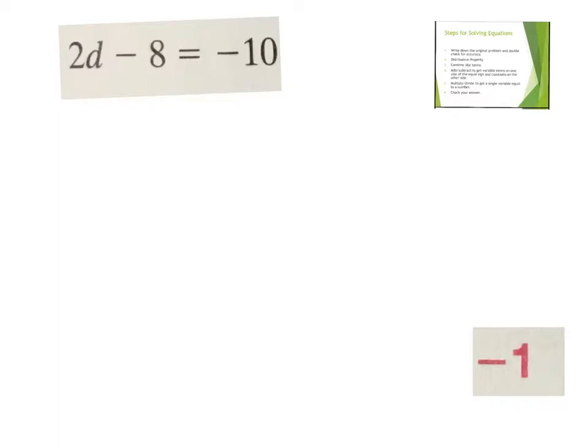We can see that all. And again, how do I know that? Well, there's no parentheses for distributive property, and 2d and negative 8 are not like terms. There's no d on the 8, so I can't add or subtract them together. What I can do in the add and subtract phase, though, is add my 8 to both sides. So I get 2d equal to a negative 2.